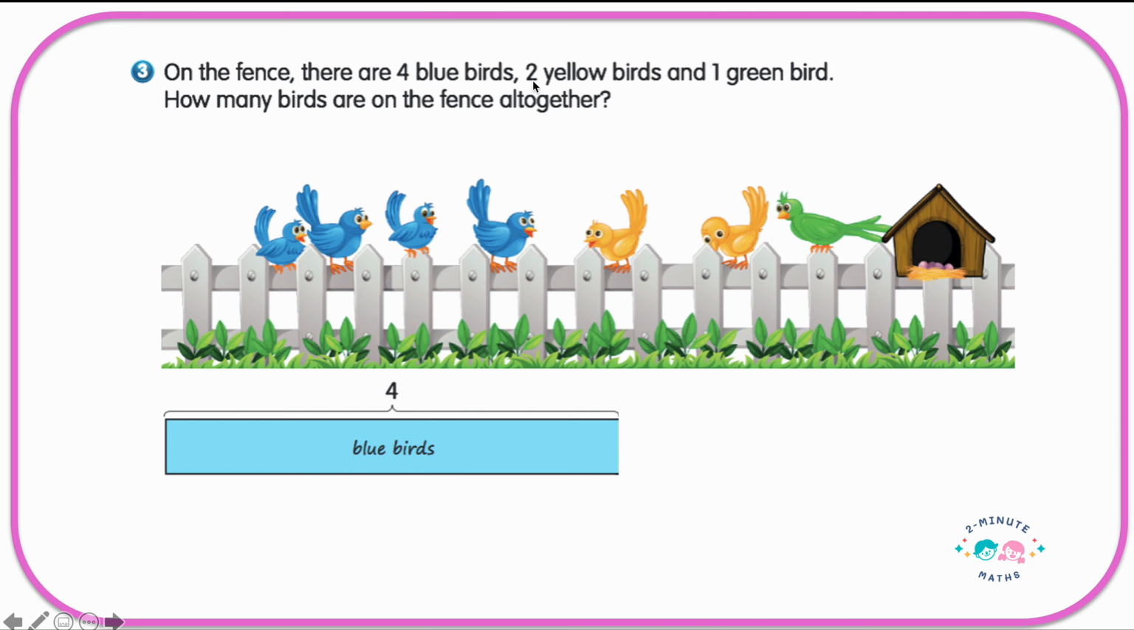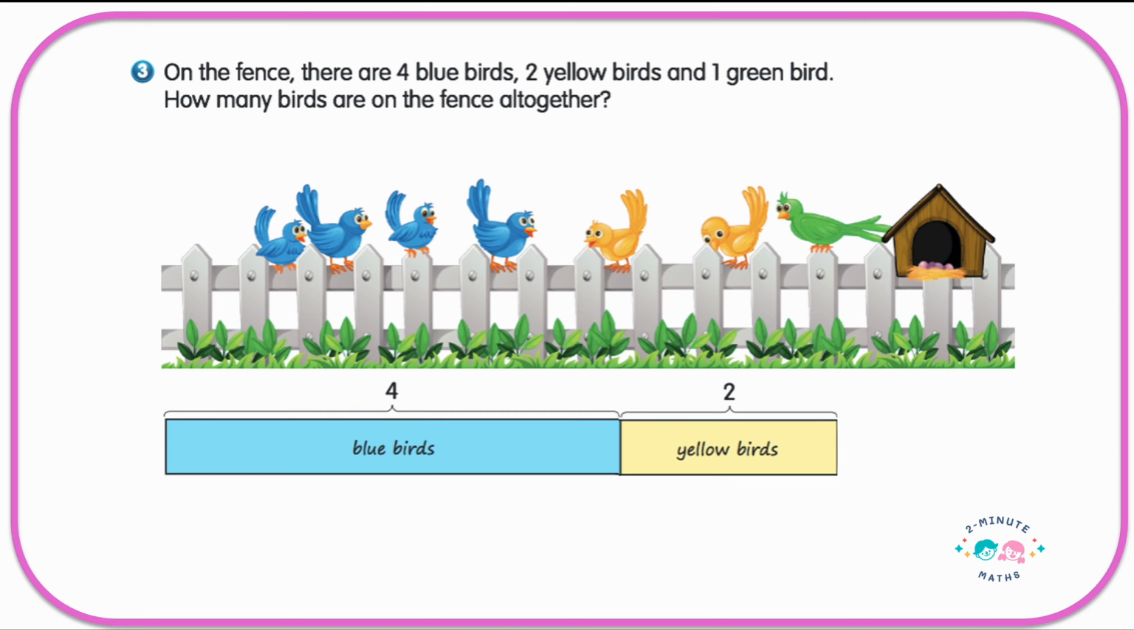Now the second part of the sentence reads 2 yellow birds, right? So we will draw another bar model, and this one is labeled as the yellow birds with 2 as the quantity. Notice that the rectangle of the yellow birds is shorter than the rectangle of the blue birds because 2 is less than 4. So the way we draw the length of the bar model is important.